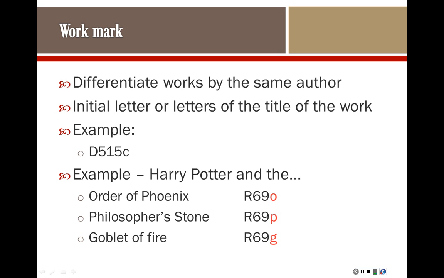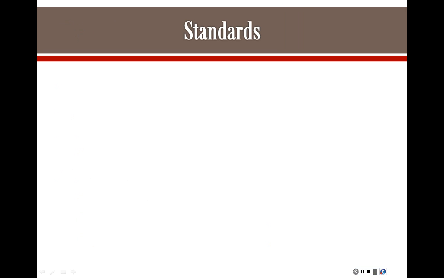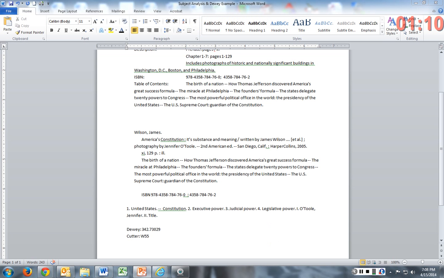So this could be R69HO, R69HP, R69HG, and that would keep all the Harry Potter books together and not let any of our other works come between them. So that's why I say initial letter or letters, just depending on what you've got and who you've got written. Oh, and we don't need that. All right. Hopefully that explains the work mark.